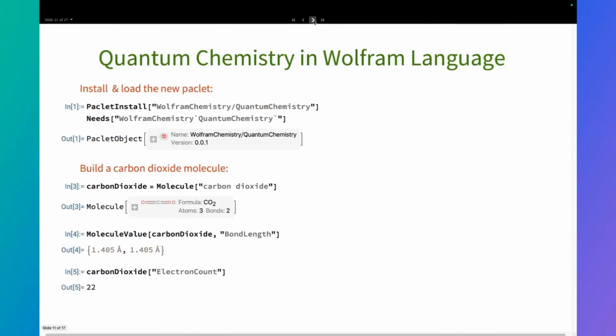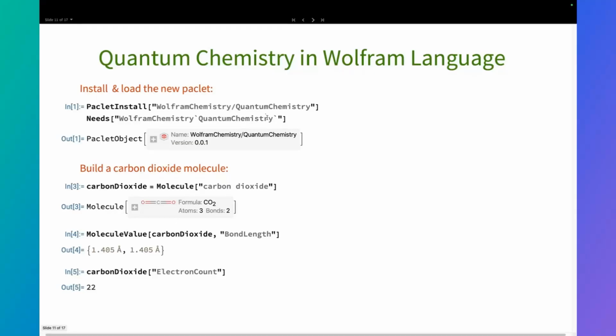What I'd like to spend the last bit of my talk going over is the new quantum chemistry paclet that you may have heard of. We're very excited about this, and the paclet debuted this summer, and our summer program students worked with it. It'll be rolled into version 15 as was demonstrated in the keynote. But you can start playing with it now if you'd like. Just do a paclet install and then needs the quantum chemistry paclet.